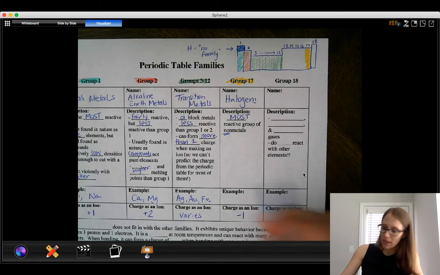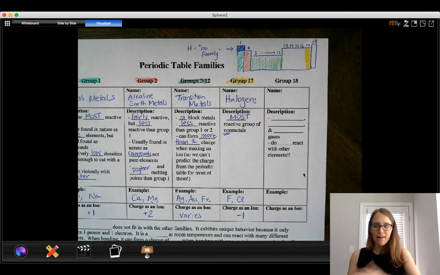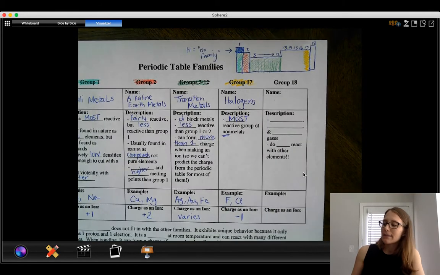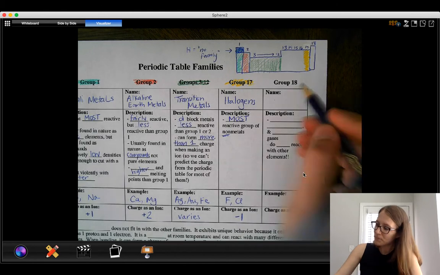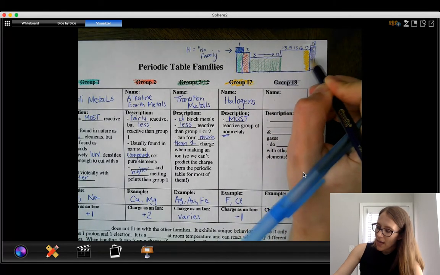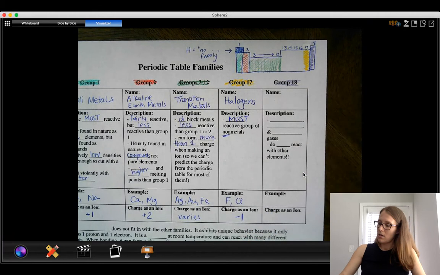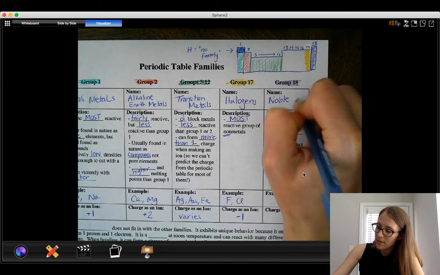Examples here, looking at my periodic table, would just be fluorine, chlorine, bromine, iodine. You can pick anything from that list. Group 18 is our far right. I'm trying to pick a color I haven't used. So that far right column, we talked about this last unit. And those are called noble gases.